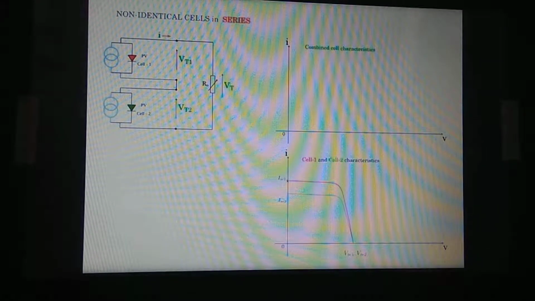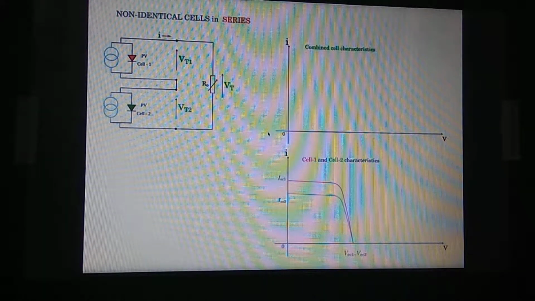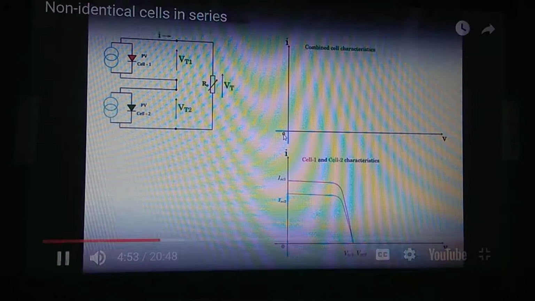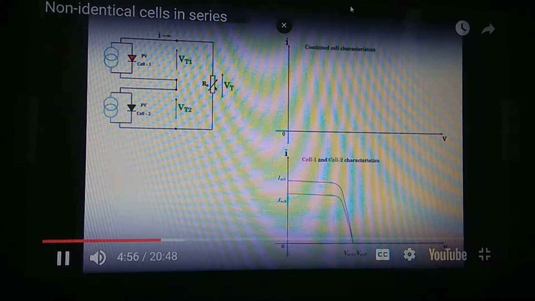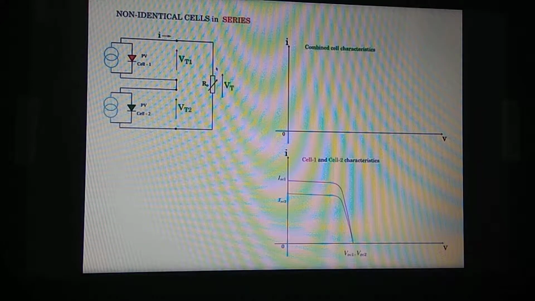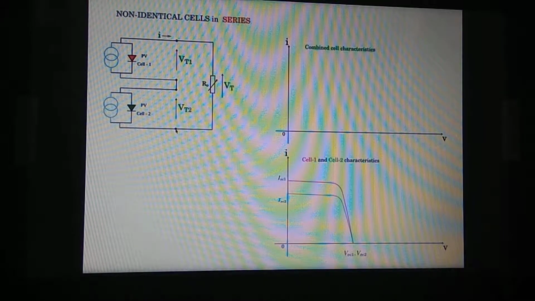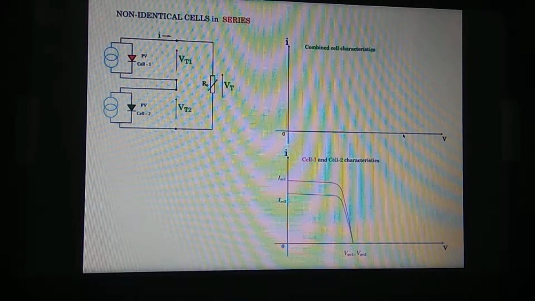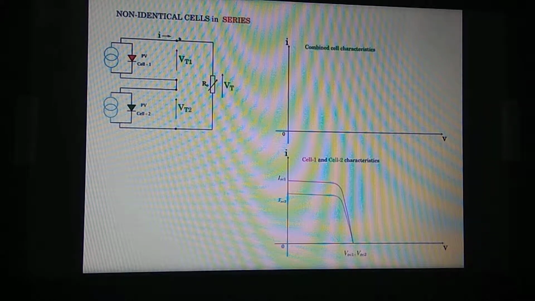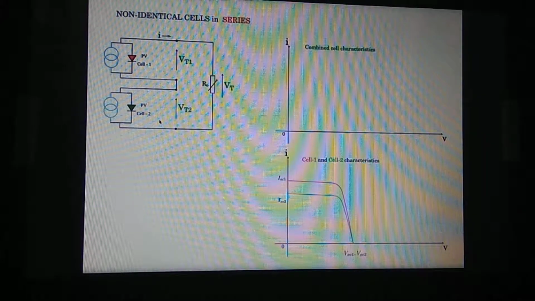The green one, that of cell 2, is a bit lower, indicating that cell 2 is partially shaded. Let me consider a situation where R0 is infinite, which means this is open circuited. The combined terminal of this module is open circuited, which means the load line is along the x-axis. In both the cases it will be along the x-axis because, open circuited, no current flows through either of the cells. Each of the cells is open circuited. The combined cell is also open circuited.